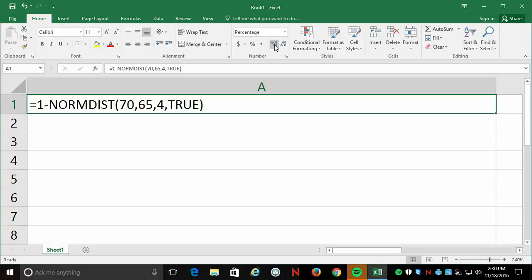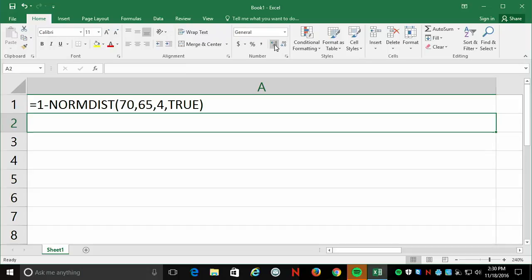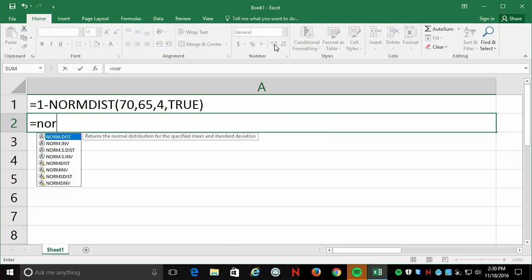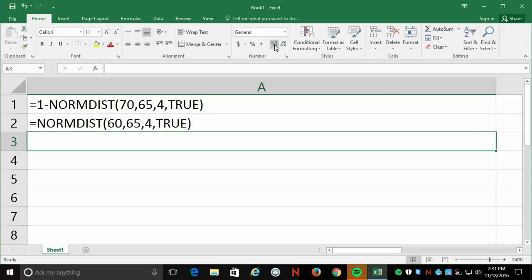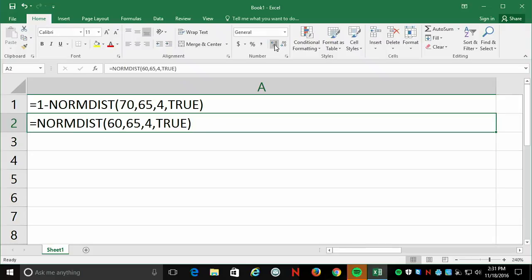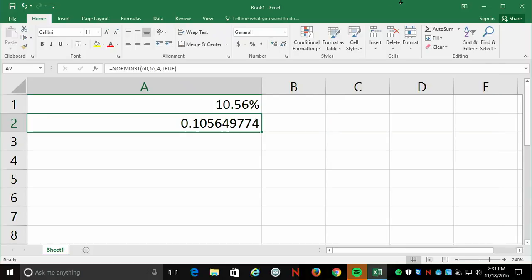Letter B says, what are the odds that we get less than 60 miles? Well, that's easy. It's going to be NORM.DIST. My x is 60, my mean is 65, my standard deviation is 4, and I'm going to say true. Because it's less than, I'm not required to subtract anything. I'm just going to use NORM.DIST. Control tilde shows me once again 10.56%, which is exactly the value we got when we did it by hand.